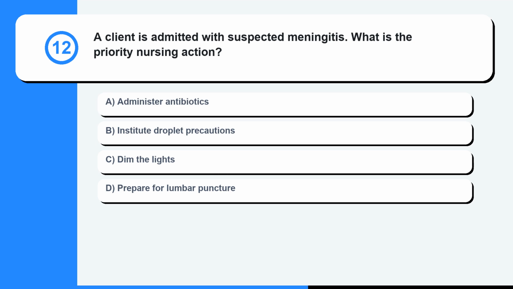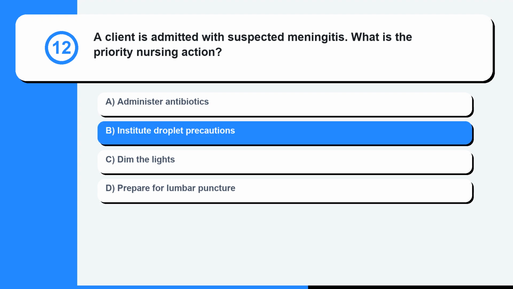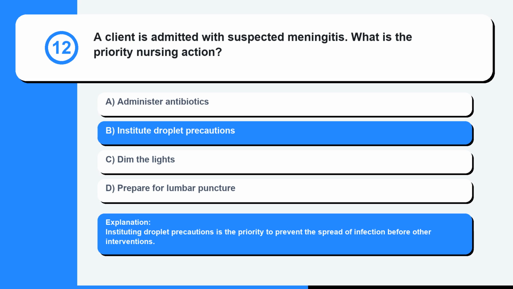Question 12. A client is admitted with suspected meningitis. What is the priority nursing action? A. Administer antibiotics. B. Institute droplet precautions. C. Dim the lights. Or D. Prepare for lumbar puncture. The correct answer is B. Institute droplet precautions. Instituting droplet precautions is the priority to prevent the spread of infection before other interventions.